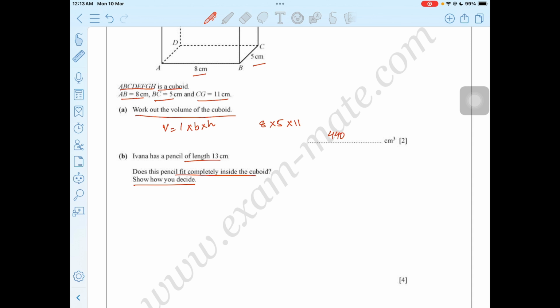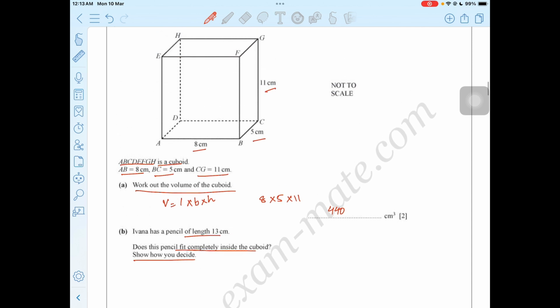Show how you decide. So we need to check if this completely fits or not. It can't fit like this, and it can't fit like this. So these three options are cancelled out. Let's just take something. We can keep it in all three directions. Let's say we can keep the pencil like this.